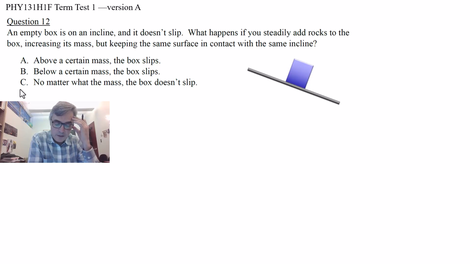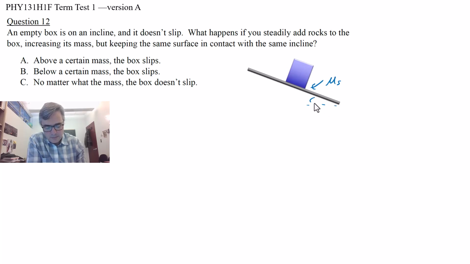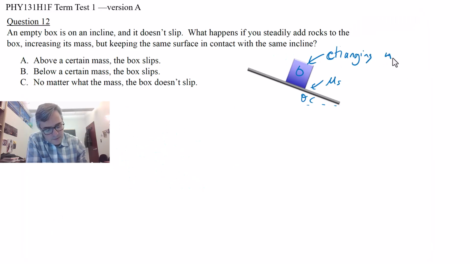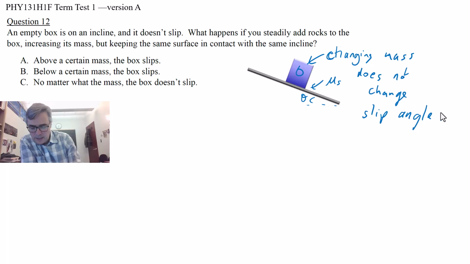An empty box is on an incline and it doesn't slip. What happens if you steadily add rocks to the box, increasing its mass but keeping the same surface in contact with the same incline? So this has got some mu sub s, and it's got some angle theta. And we found that the maximum angle theta before it starts to slip depends on mu sub s. So if it's not slipping, it doesn't matter. Changing the mass does not change the slip angle. So if it doesn't slip with a small mass, it's not going to slip with a larger mass.